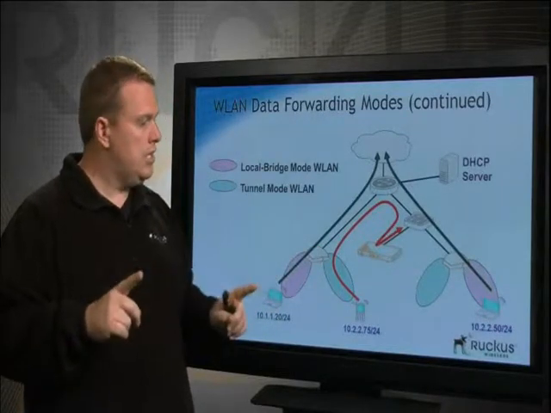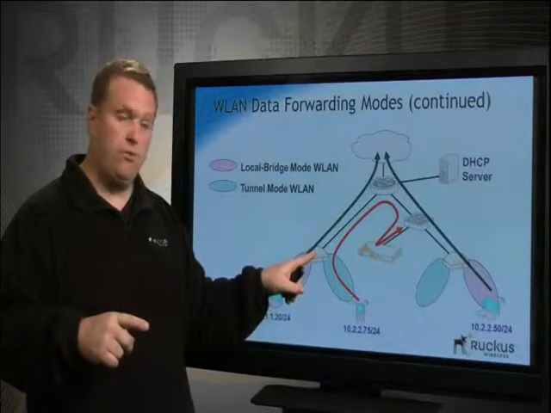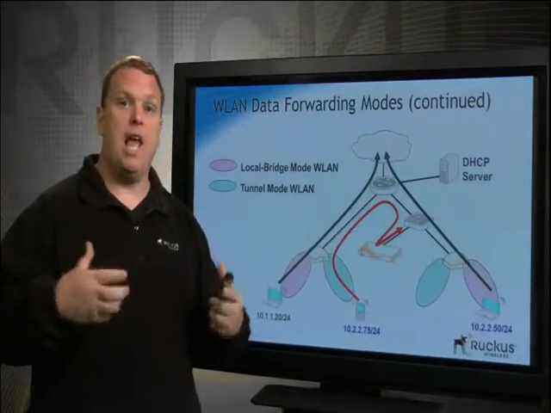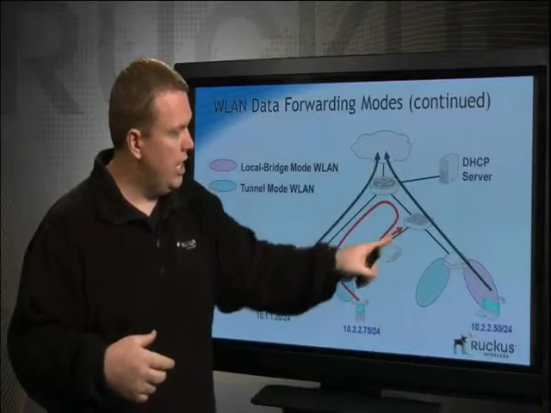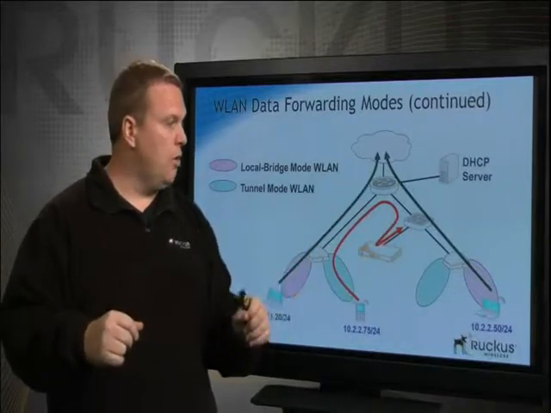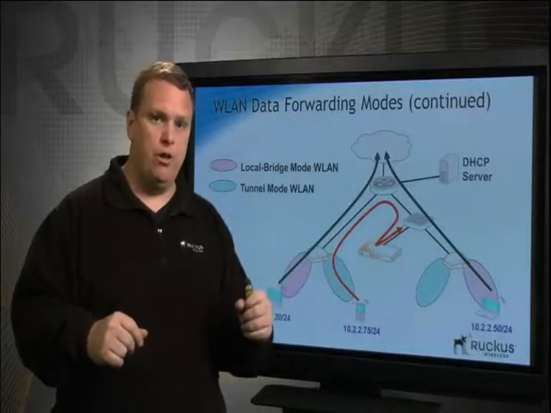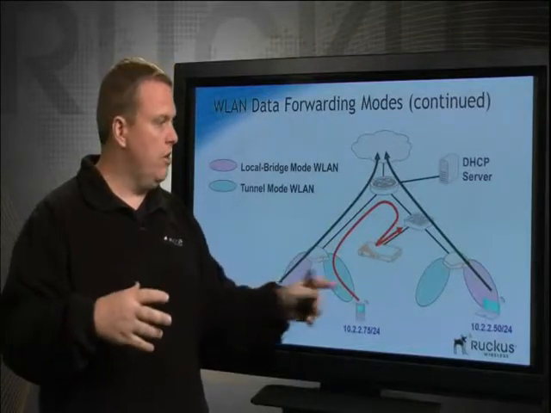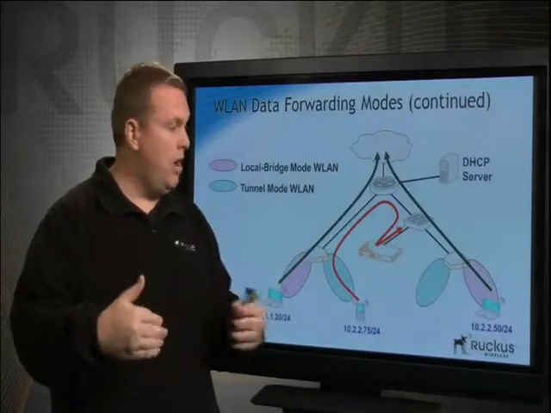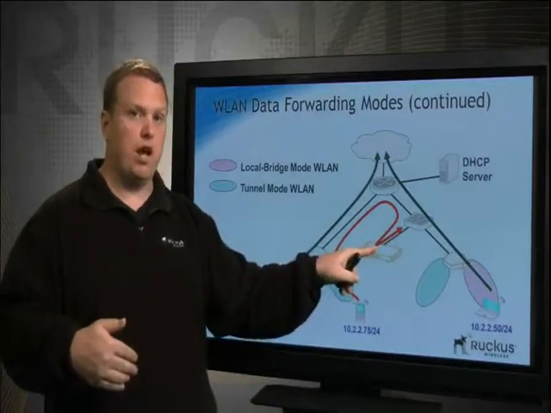But in tunnel mode, even though the data is going through the access point and out its Ethernet port, it is being tunneled or encapsulated where it goes into the controller, and then the controller does what it's doing, in this case with roaming, and then out the Ethernet port. So any data that becomes live on your network actually comes from the zone director's Ethernet interface.